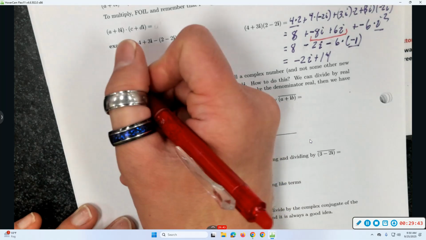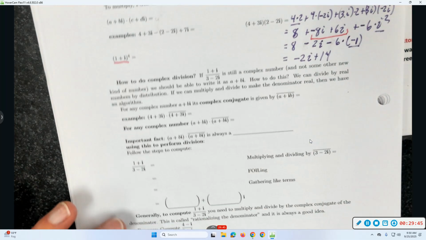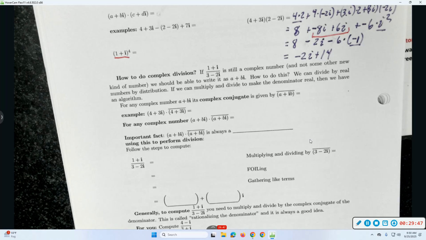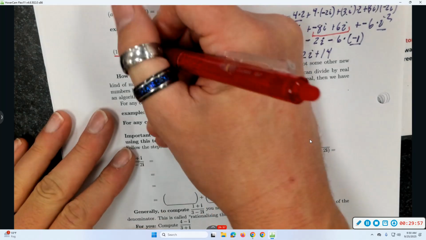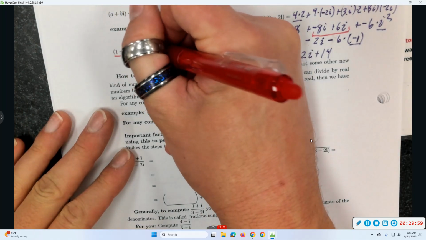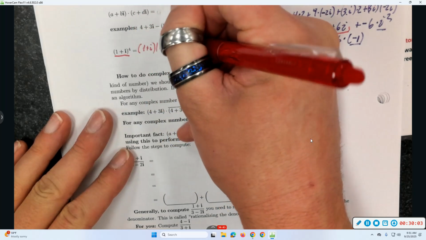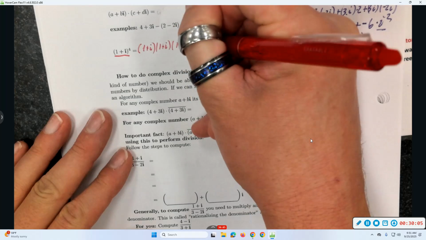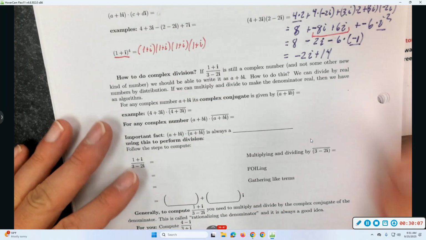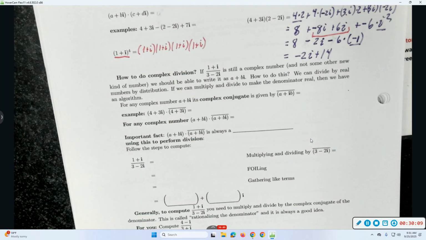If you know how to multiply things together, then you can raise things to a power. Because what does it mean to raise something to the 4th power? Multiply it by itself 4 times. If you want to compute 1 plus i to the power of 4, it is 1 plus i, 1 plus i, 1 plus i, 1 plus i. That look computable? Yeah, maybe it takes a few steps.